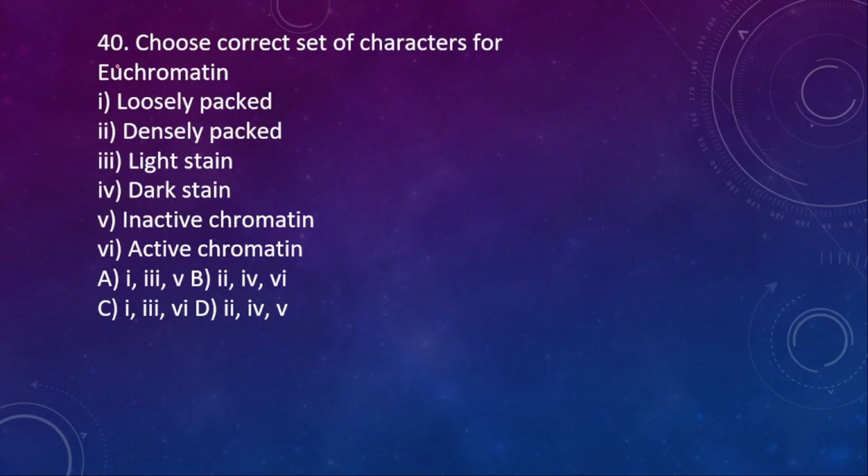Next question, the 40th. Choose the correct set of characteristics for euchromatin. Number 1, loosely packed, yes. Number 2, densely packed, no, that is for heterochromatin. 3, lightly stained, yes. Darkly stained, no. Inactive, no. Active, yes. So 1, 3 and 6. The right option is option C here.